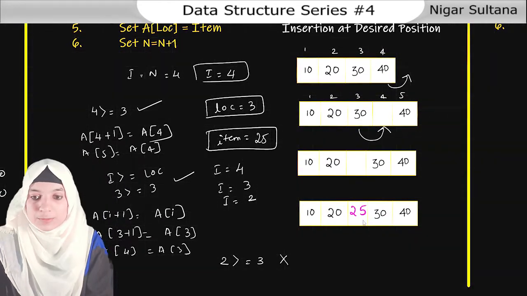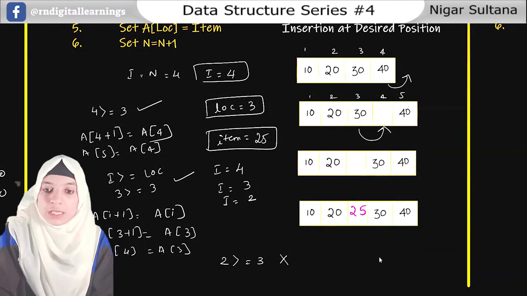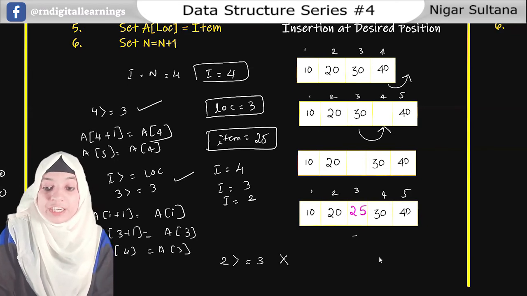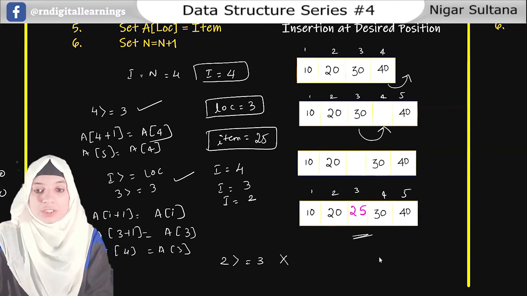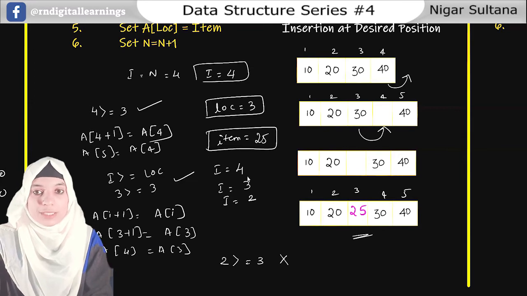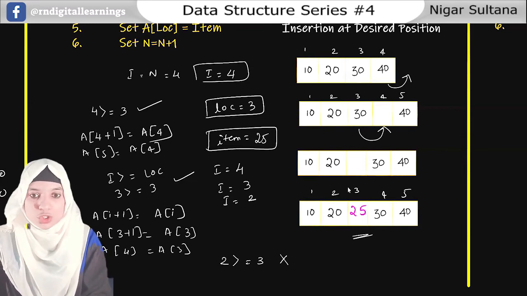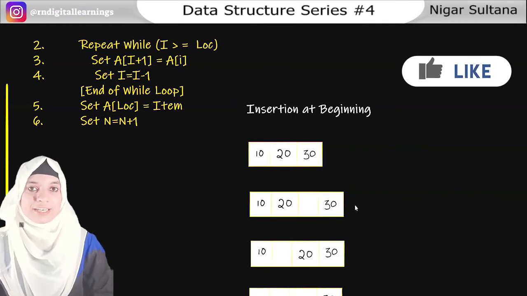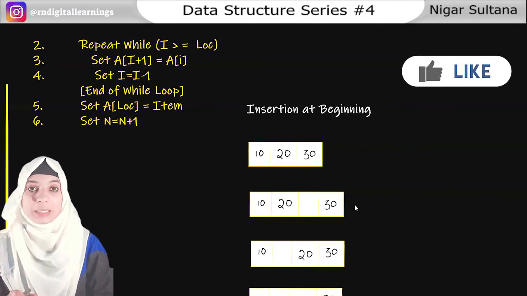See, in the next position I have given 25. So this is my 1, 2, 3, 4, 5. Didn't we get this 25 item at the third position? Yes. So this is the way of inserting an element at the desired position. Now next we'll learn how to insert an element at the beginning.